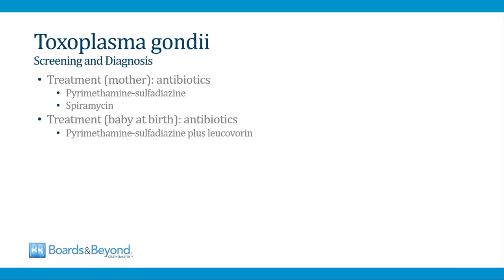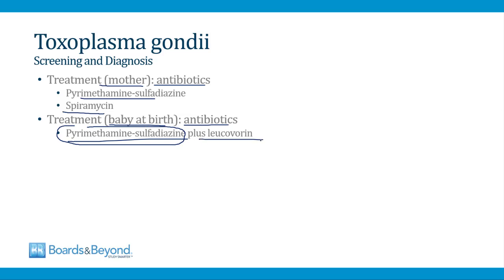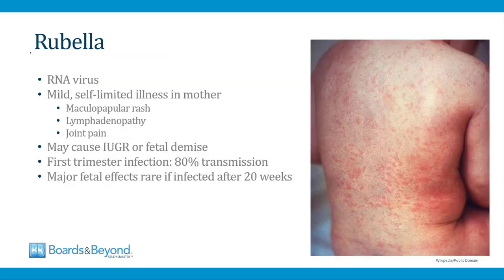When primary infection is identified in the mother during pregnancy, she should be treated with antibiotics. The drugs that are often used are either pyrimethamine-sulfadiazine or a drug called spiramycin. Spiramycin is rarely used in the US. Its one main indication is for treatment of toxoplasma in pregnancy. At the time of birth, the baby is also treated with antibiotics. Usually babies receive pyrimethamine-sulfadiazine, and this drug can disrupt folate metabolism in the baby, so usually leucovorin is given as well.